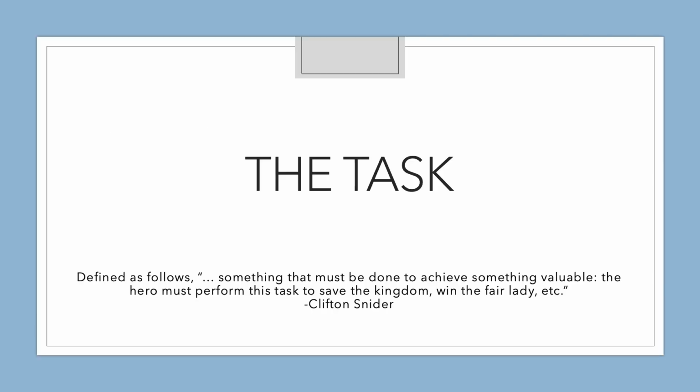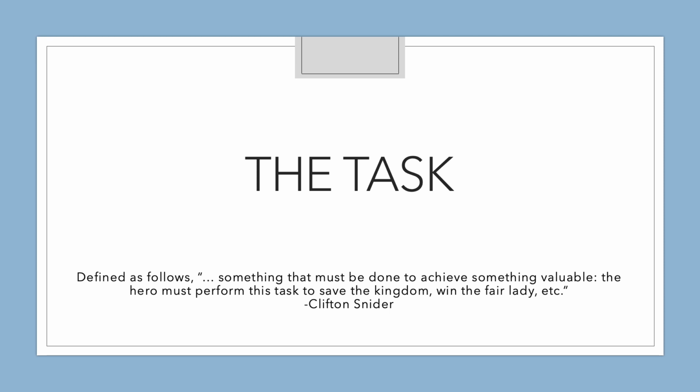So, the task is defined by elements similar to those found in the quest, but the outcomes vary greatly. Where the quest is far more individual in nature, the task is meant to ultimately benefit others, such as the kingdom, the fair maiden, etc.